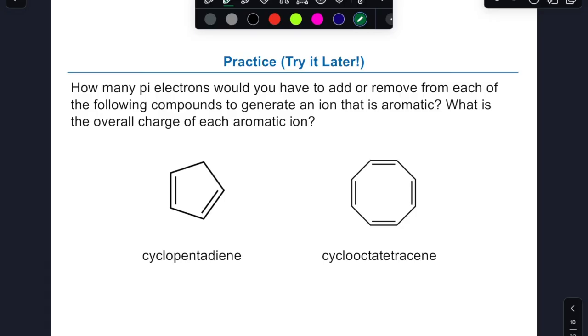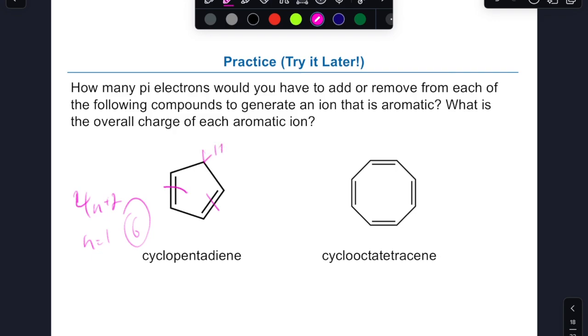So if you look at each of these, we're asking how many pi electrons I would either have to add or remove in order to make these compounds an ion that is aromatic. In other words, we can charge them in some way to get to an aromatic compound. And then what would the overall charge of the aromatic ion be? So in this case, we have 2 and 4. There's only 4 electrons. If we did 4n plus 2, where n equals 1, we were trying to get up to 6 electrons total, so we need to have 2 electrons available here.